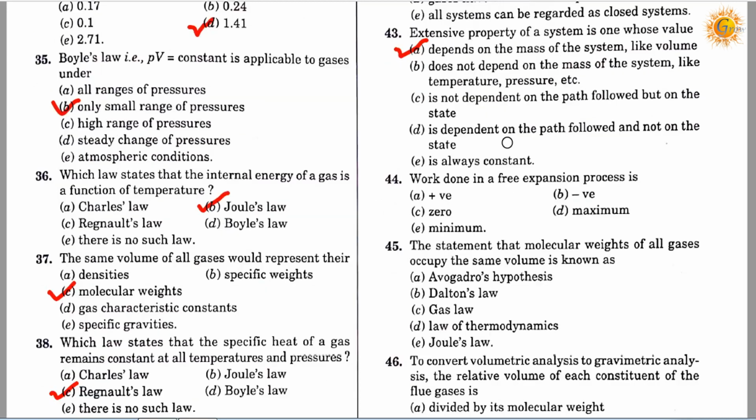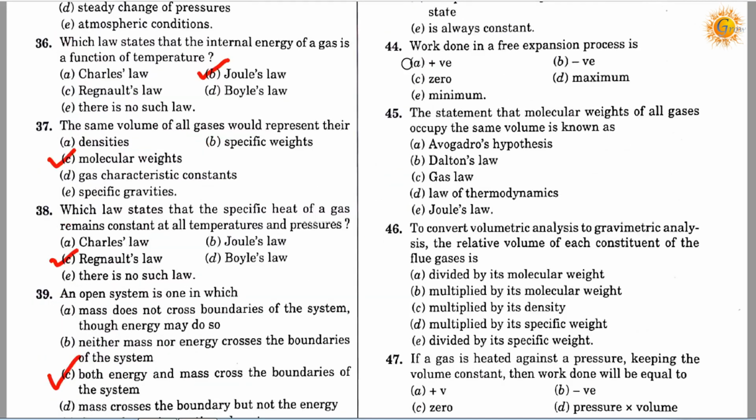Question number 44. Work done in a free expansion process is option A positive, option B negative, option C 0, option D maximum, option E minimum. Correct answer is C. Work done in a free expansion process is 0.